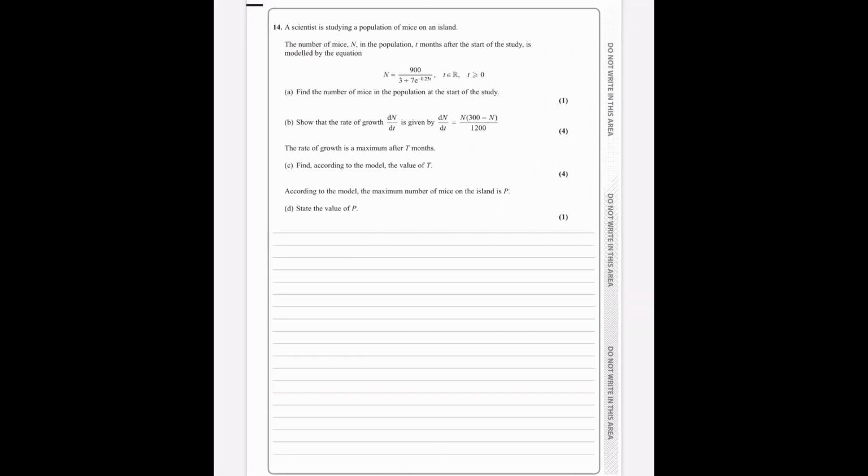Right, question 14, I think probably the toughest question, or part B is probably the toughest question on the paper, just because it gets quite fiddly. Okay, for A, the number of mice in the population at the start, well, that's telling us that t is 0. So N will be 900 over 3 plus 7 times e to the power of 0. e to the power of 0 is 1, so that will be 7 times 1. So it will be 900 over 3 plus 7, which is 900 over 10.